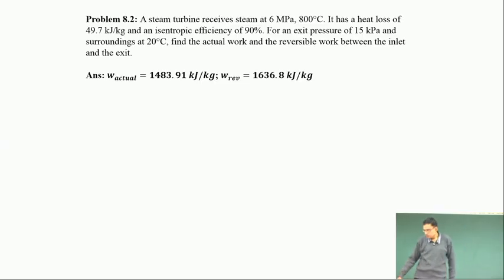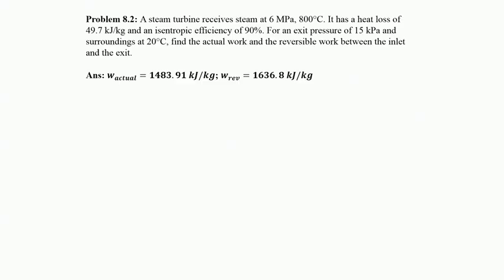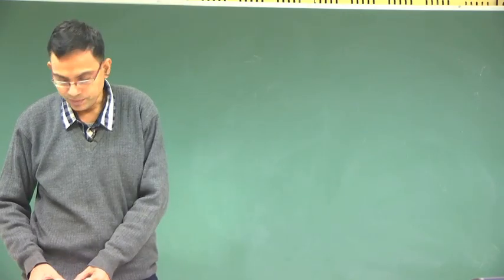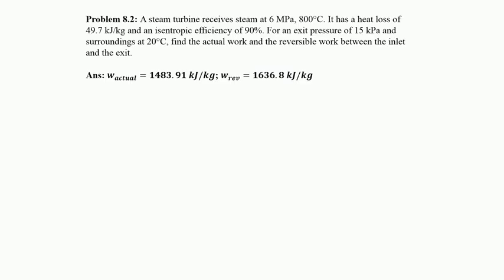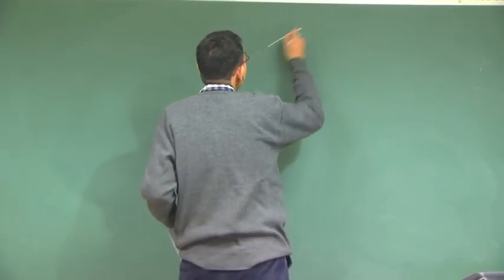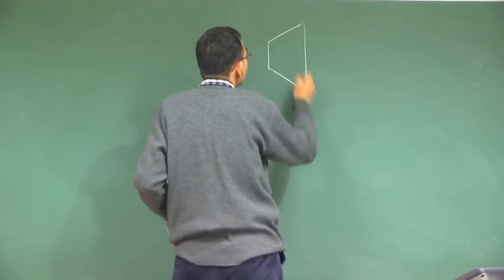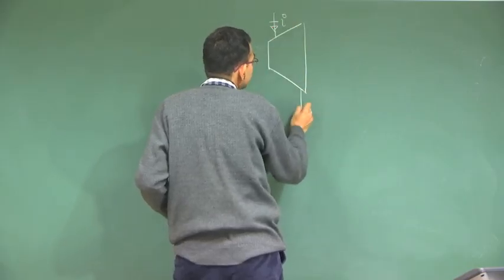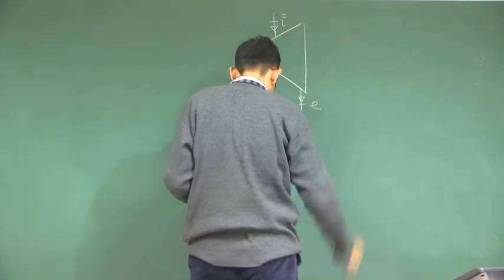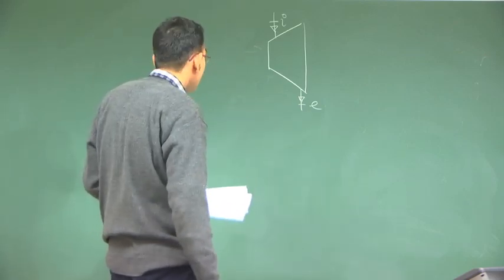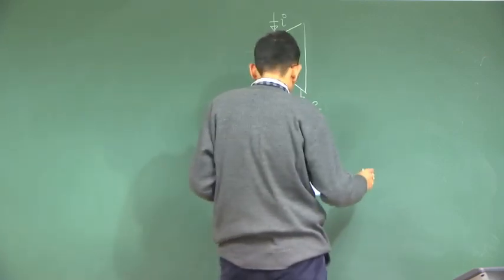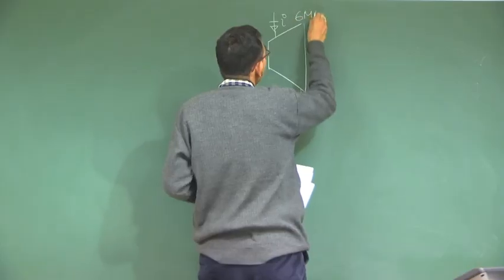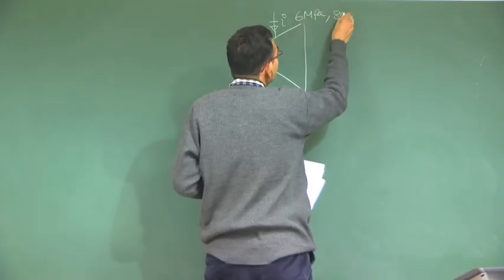So, this is a very classical situation related to analysis of steam turbine. I will first draw a schematic of the situation in the board. So, there is a steam turbine, it has an inlet state I and the exit state E. The inlet state is 6 MPa, 800 degree centigrade.